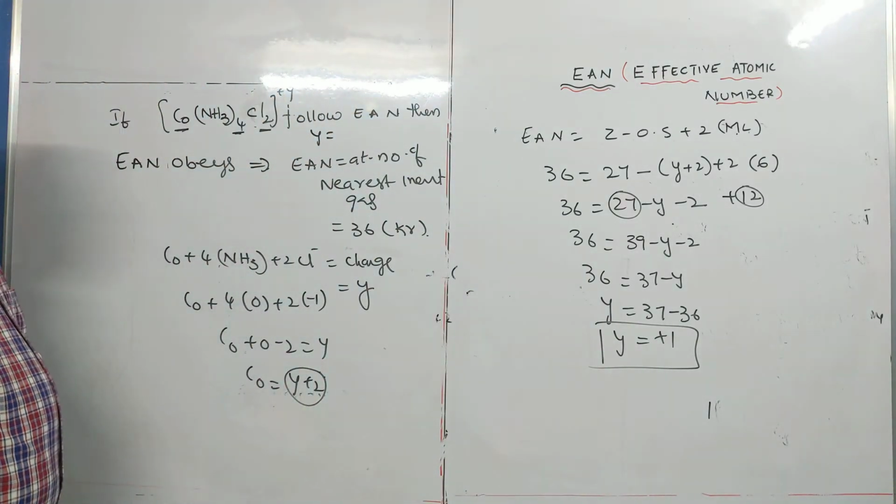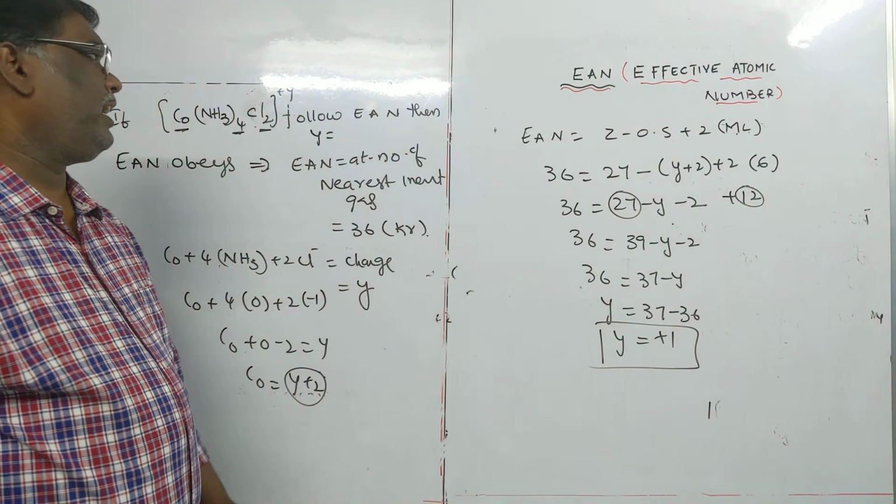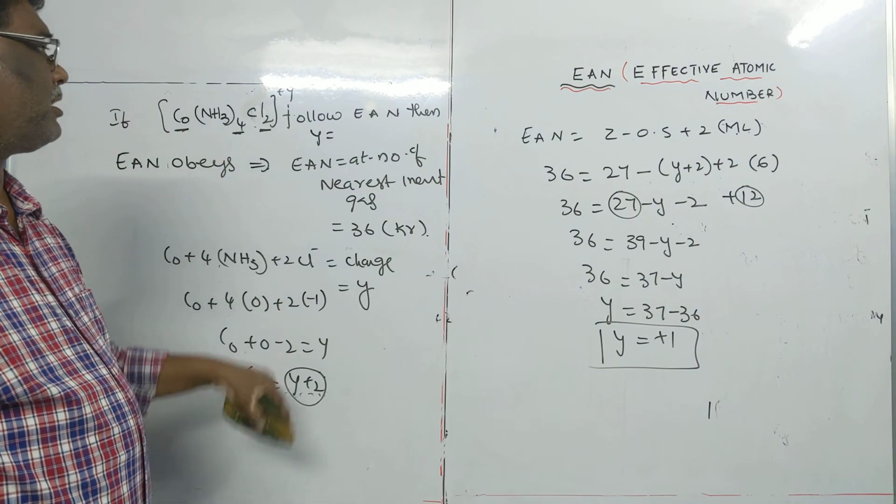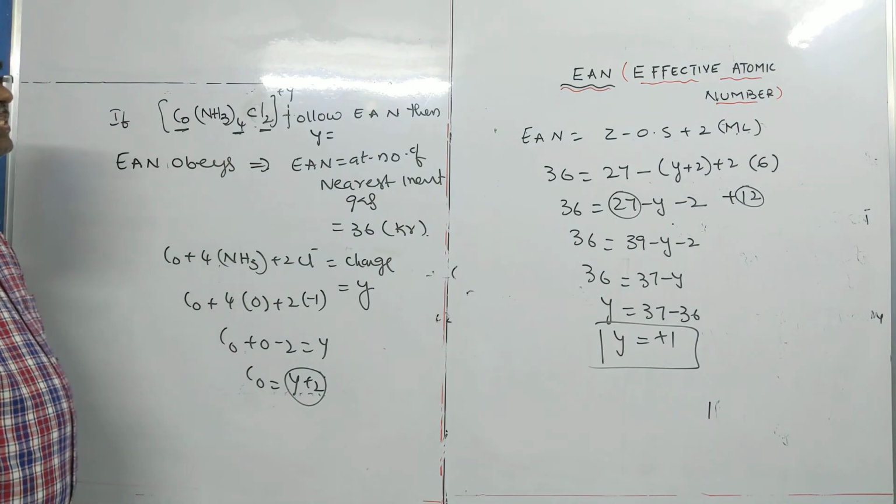Thus effective atomic number is used for finding the charge of the complex, the oxidation state of the central metal atom, or the number of ligands in the complex.